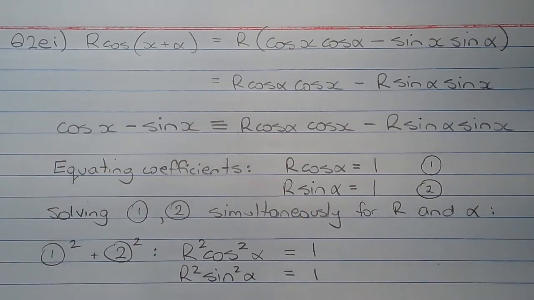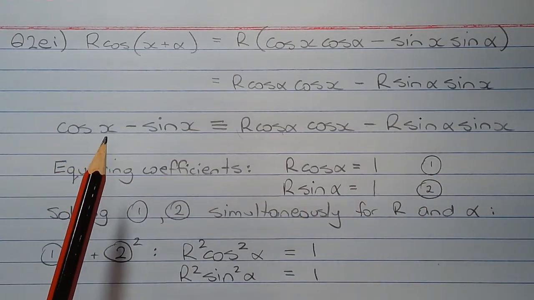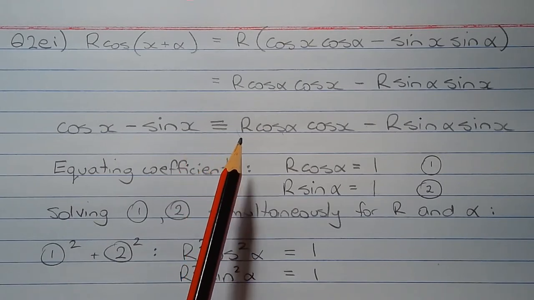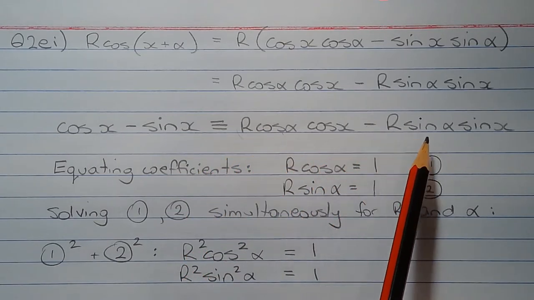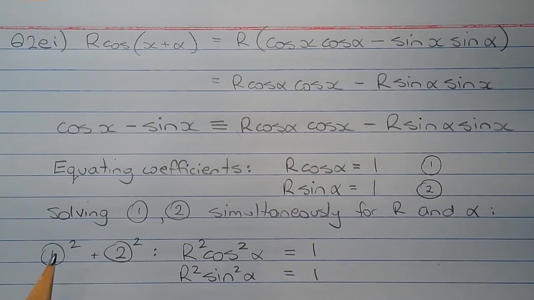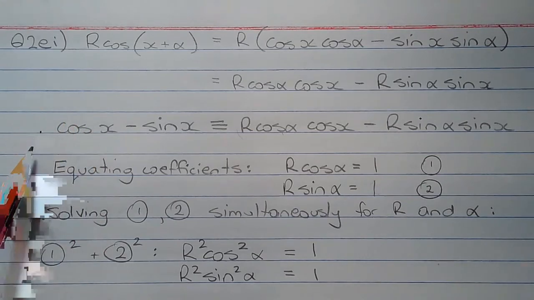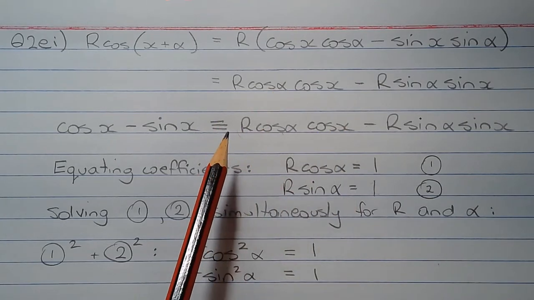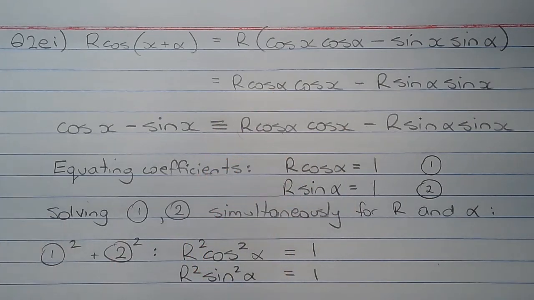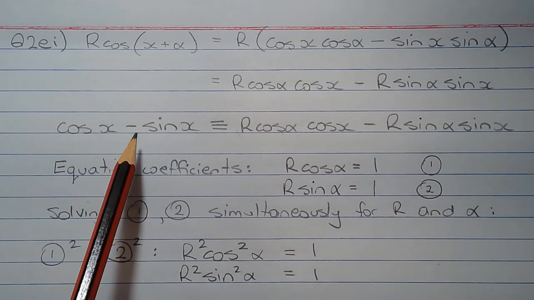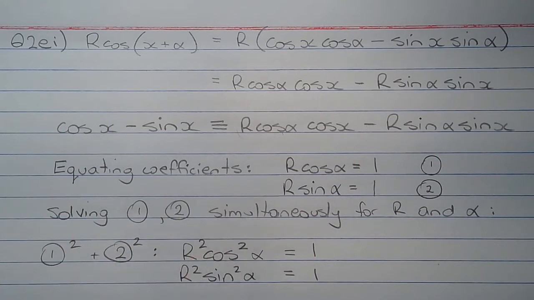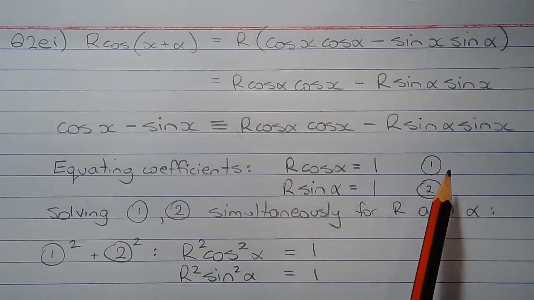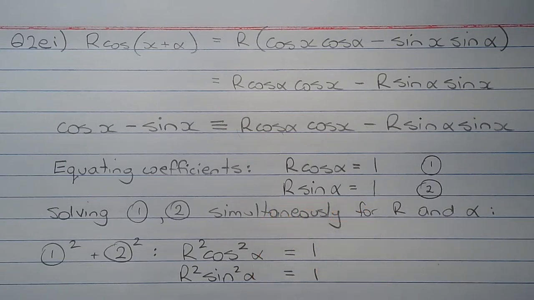So writing all that as an identity, we have cos x minus sin x is identical to r cos alpha cos x minus r sin alpha sin x. Now the coefficient of cos x on the left hand side equals 1, which must equal the coefficient of cos x on the right hand side. So r cos alpha must equal 1, and negative r sin alpha must equal negative 1. So by equating coefficients, we form these two equations. r cos alpha equals 1, we'll call that equation 1, and r sin alpha equals 1, and we'll call that equation number 2.